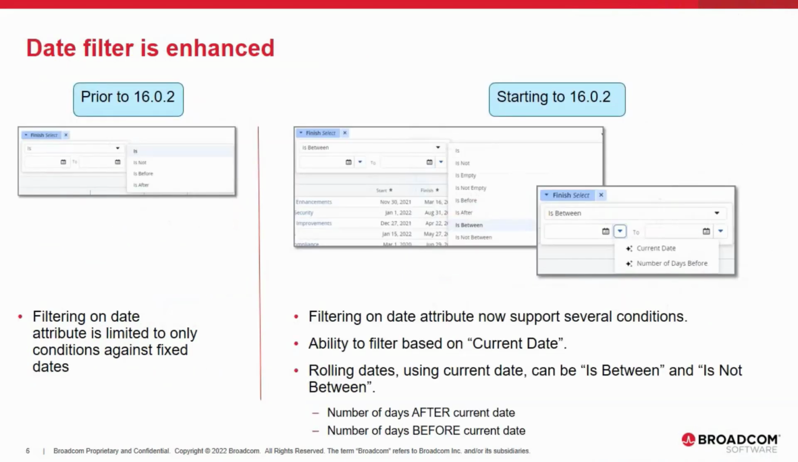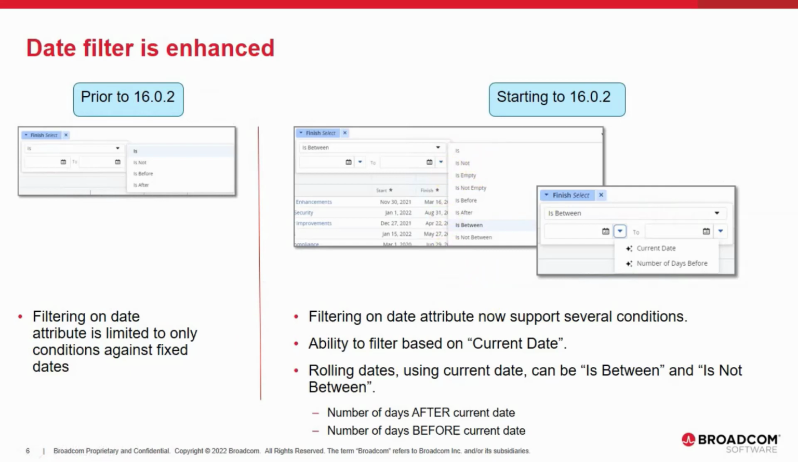The date filter has been enhanced in 16.0.2, where in the past we used to have only 4 options to filter by date, whether the date is between certain date values, is not, is before, is after. Now the users have several additional options that they can use to filter by date. The entire list is on your screen right here, where you can see you can filter by several options.